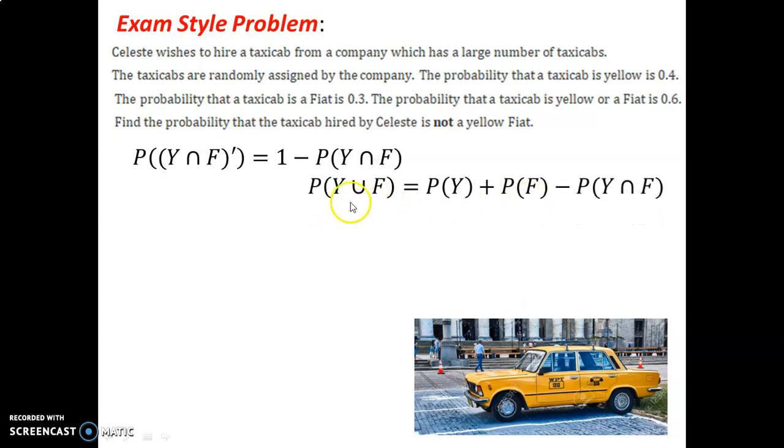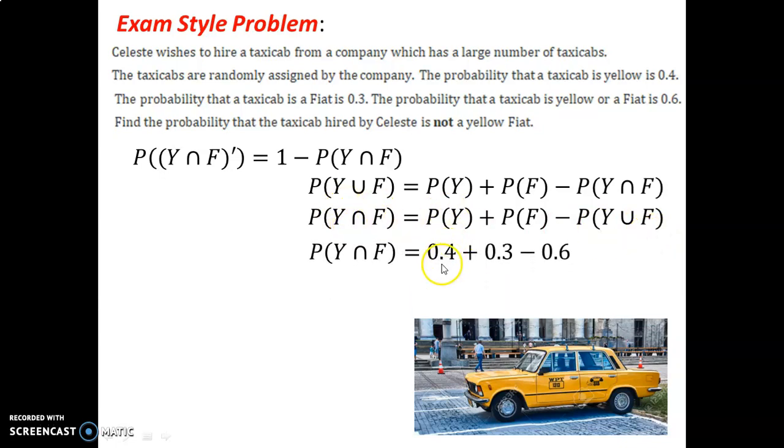And to find yellow Fiats, we can again go back to our normal union formula, but we're looking for the intersection, so we're going to swap the union bit with the intersection bit and go back to this formula. So now we're looking for intersection. We know yellow cars, taxis are 0.4, we know Fiats are 0.3, and we know the union, which it gave us here, taxi cab is yellow or a Fiat, or means union, 0.6. Calculate that, we get the intersection of 0.1. So now we know 0.1 of the time, or 1 out of 10, or 10% of cars are yellow Fiats.